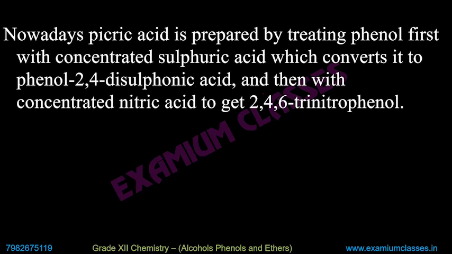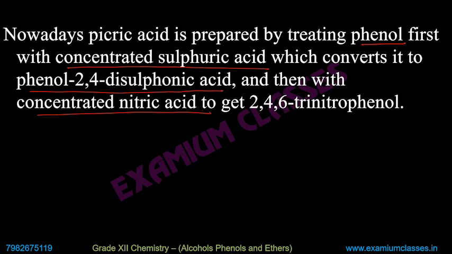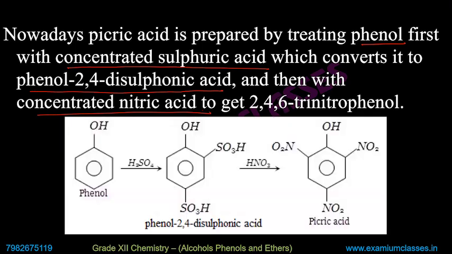Nowadays picric acid is prepared by treating phenol first with concentrated sulfuric acid, which converts it into phenol 2,4-disulfonic acid, then with concentrated nitric acid. Remember, we are still reacting it with concentrated nitric acid. The second step is still concentrated nitric acid, but the first step is concentrated sulfuric acid. That's the difference. So first we get it reacted with concentrated H2SO4. This is concentrated, so write it.